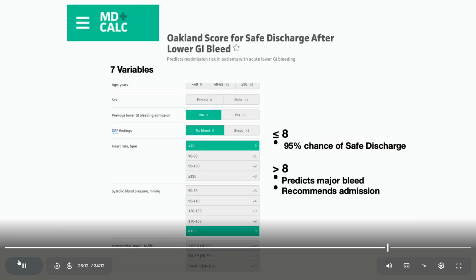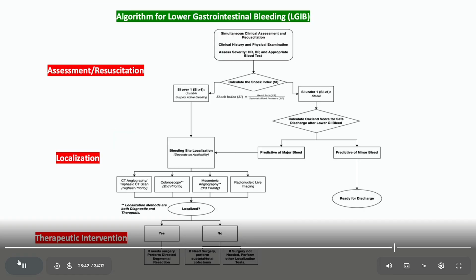The decision for stable patients, if they can be safely discharged and to follow up at the outpatient department or to be admitted for monitoring, will be guided by the use of a decision tool, the Oakland Score Calculator. We input the 7 information or variables presented here, and it will predict the chances for this patient to be safely discharged or will recommend admission. This algorithm highlights the 3 basic important components in the management of lower gastrointestinal bleed.